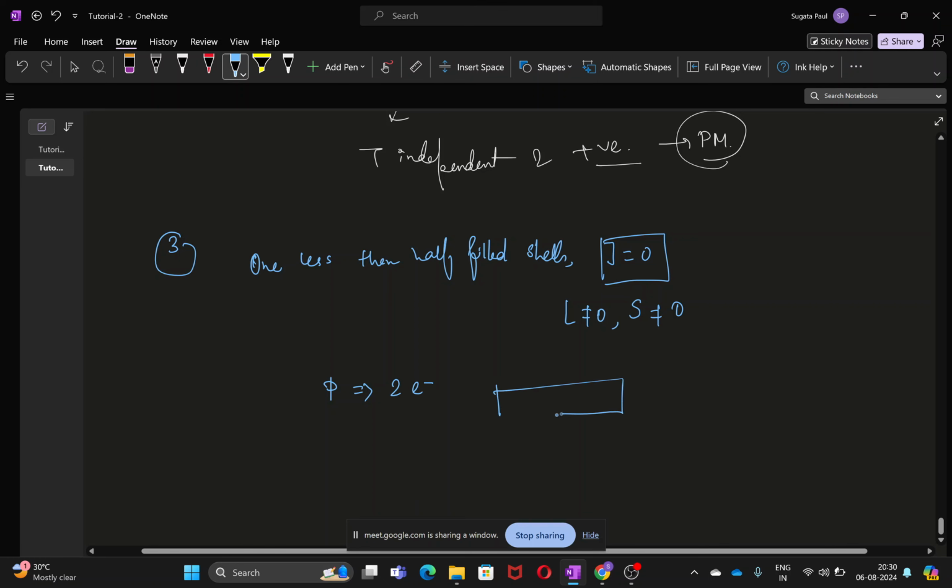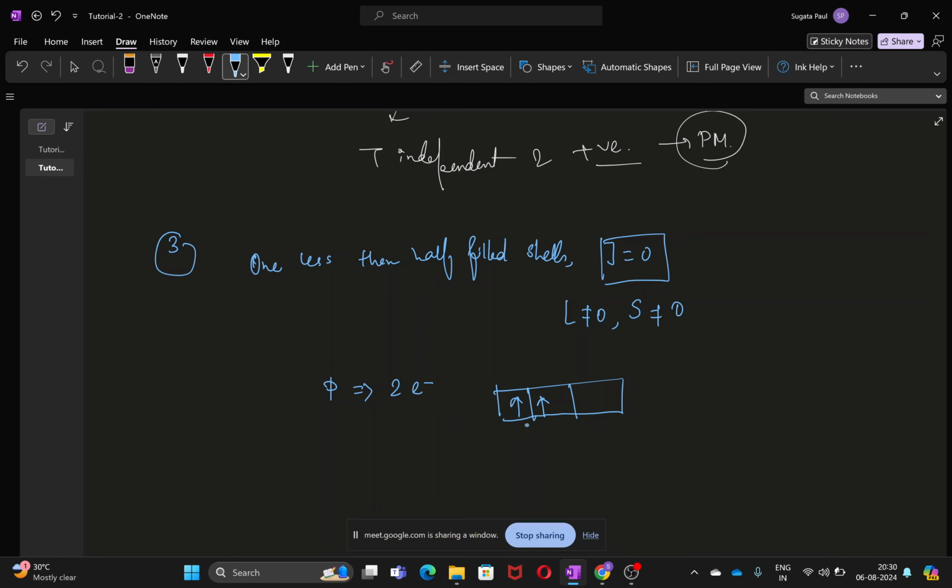So how will it look? Basically the P shell has 3 compartments and you have 2 electrons. So 2 electrons means it is 1 shorter than 3, which is 1 shorter than being half filled. And if it is P, that means this is 0, this is minus 1, this is plus 1.